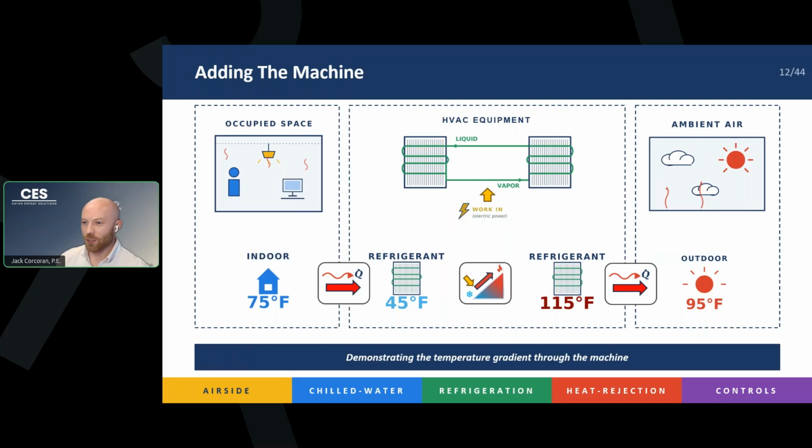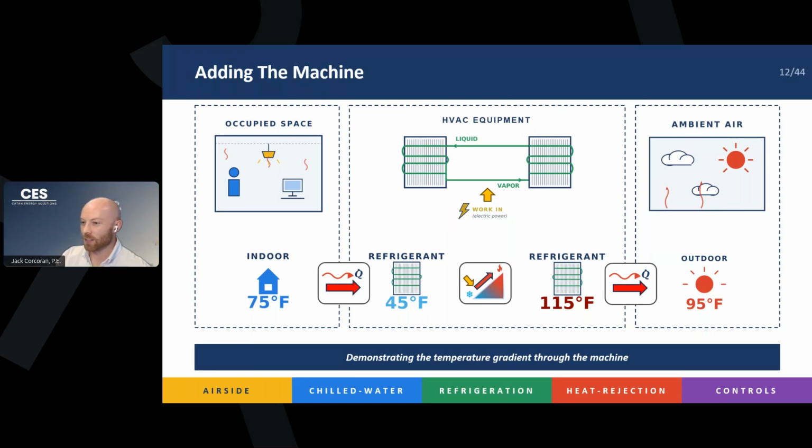So we still have our two spaces. At the left, we still have the occupied space, and at the right, we still have our ambient outside temperature of 95. But what does it look like to add in the work? What does that mean? How are we actually accomplishing this heat transfer against the gradient? It's actually a little bit more simple than that. Instead of just a one-step process to move the air directly to outside, we have to have an intermediate step.